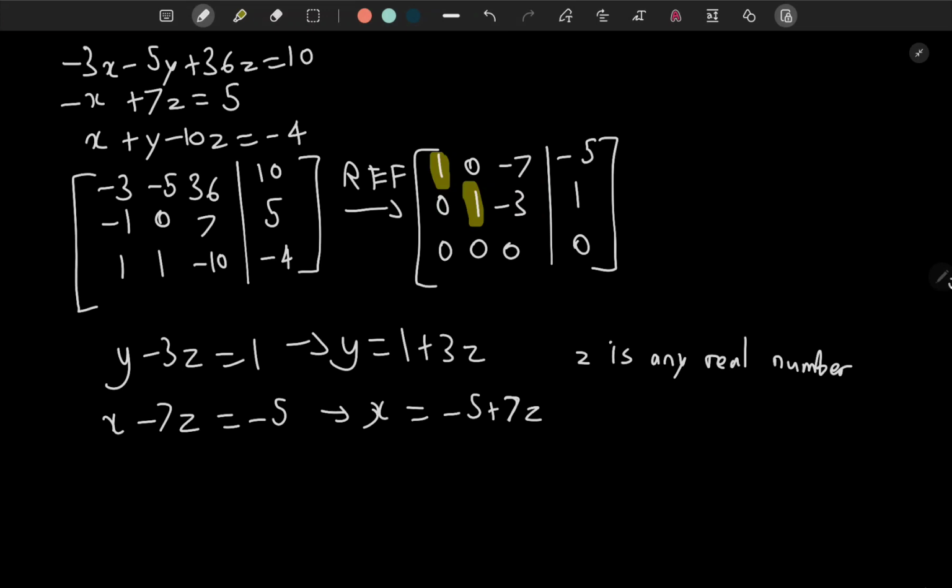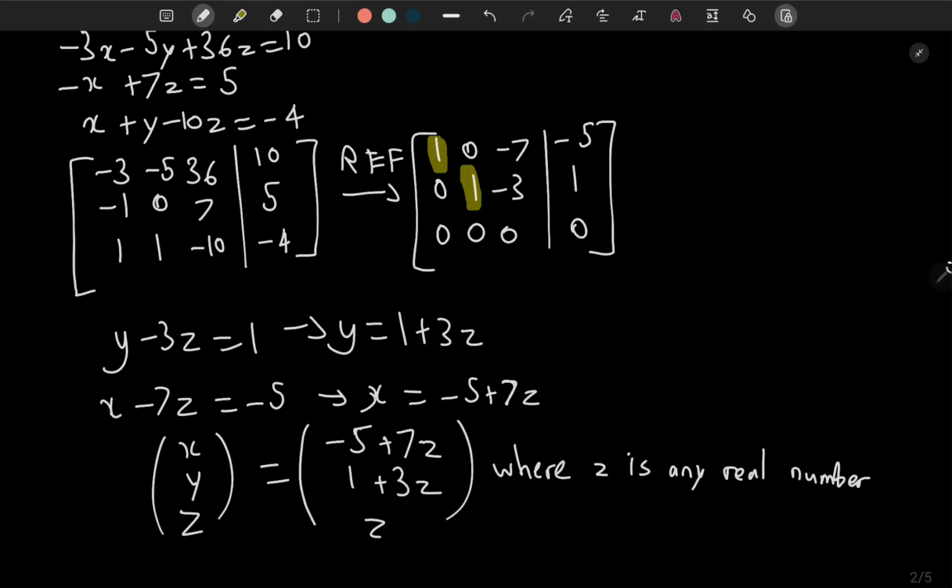Or also let me write this in matrix format. I mean, both of the answers are correct. I'll just show you the matrix format also. So this is how you write it in the matrix format. So x, y, z, and then equal to whatever x is equal to. So here x is equal to -5 plus 7z, and y is equal to 1 plus 3z, and the free variable you write as is, and then again you have to mention this.